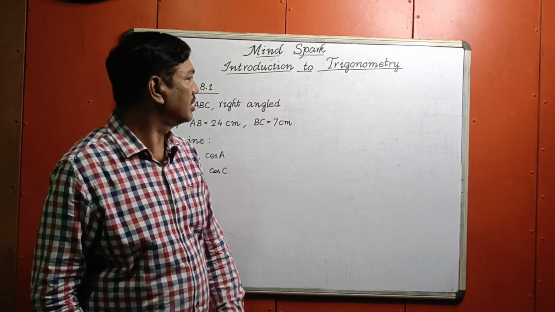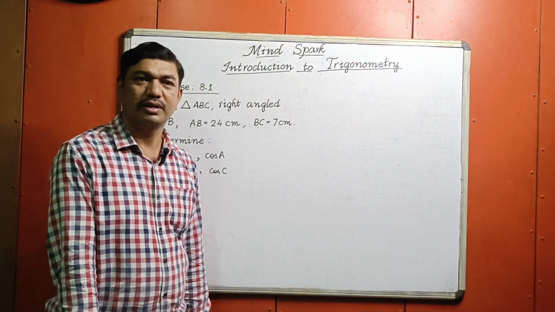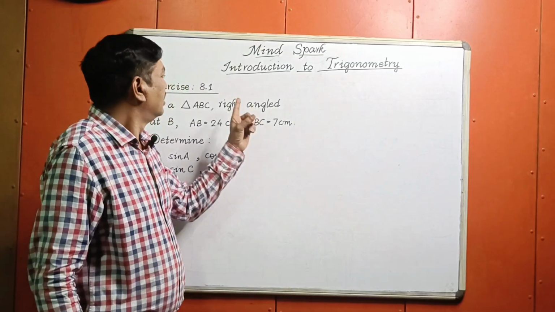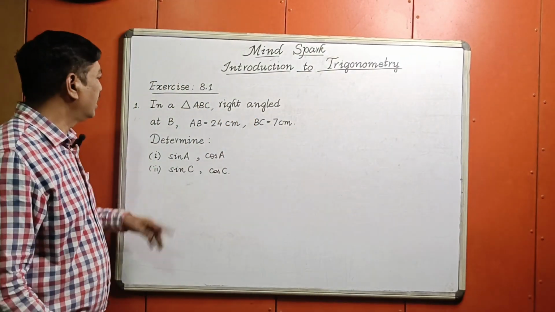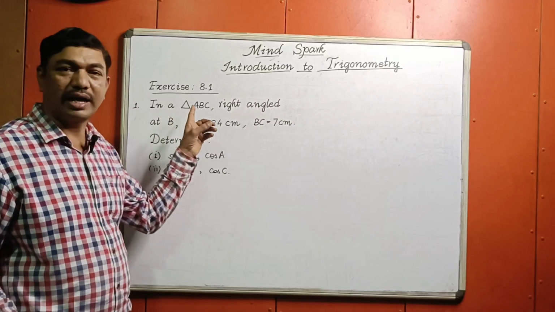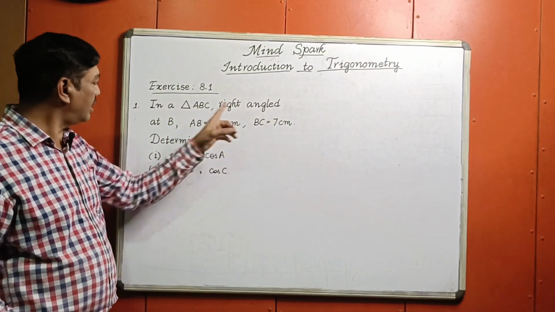Today's topic is Introduction to Trigonometry. I am going to do the exercise 8.1. Okay, so the first question is, in a triangle, triangle ABC, right angled at B.